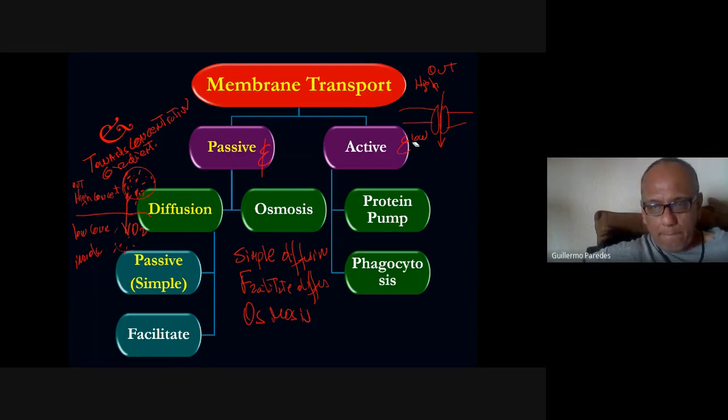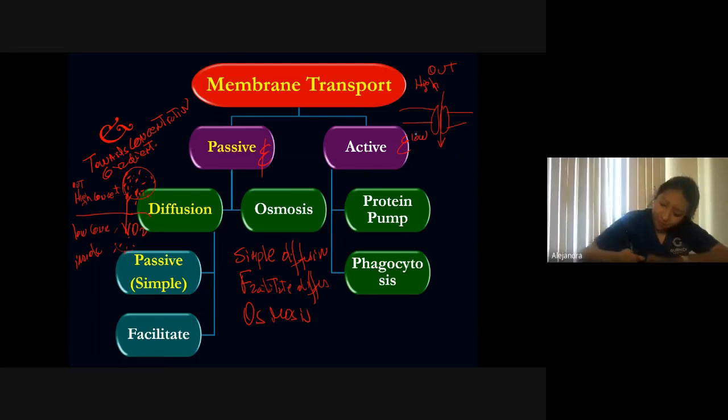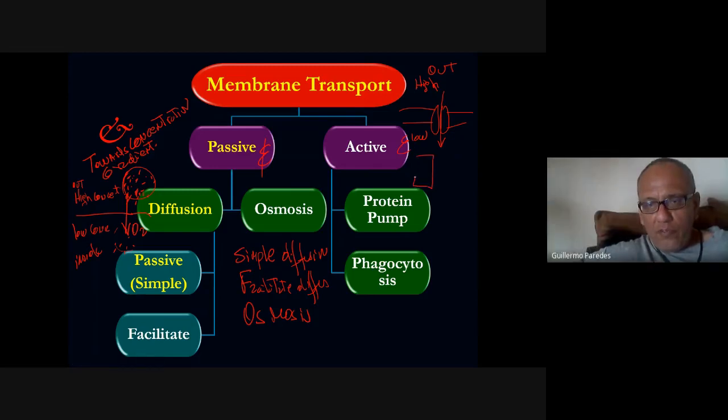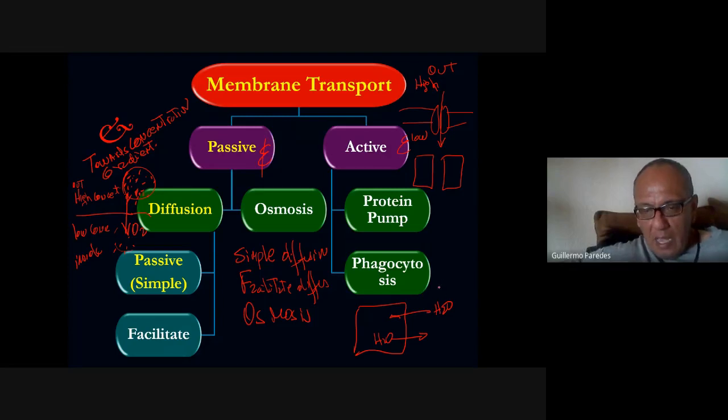You okay with that? Yeah. Okay. And osmosis is the passage of water, in or out of the cell. So here we have the semi-permeable membrane. Semi-permeable means it is going to permit, to allow, only certain sizes of molecules to pass through the membrane.